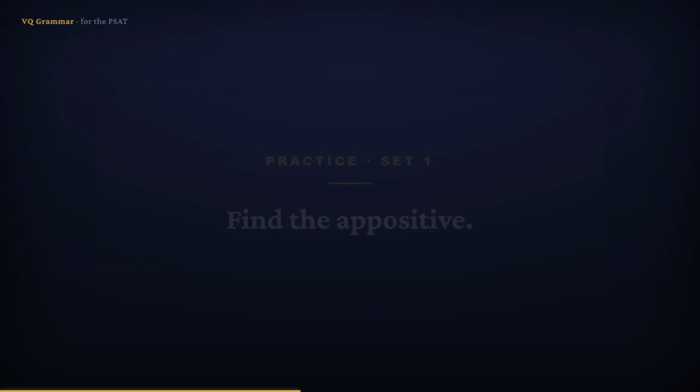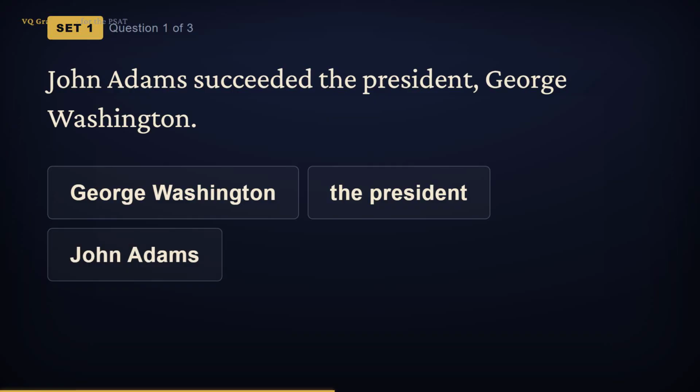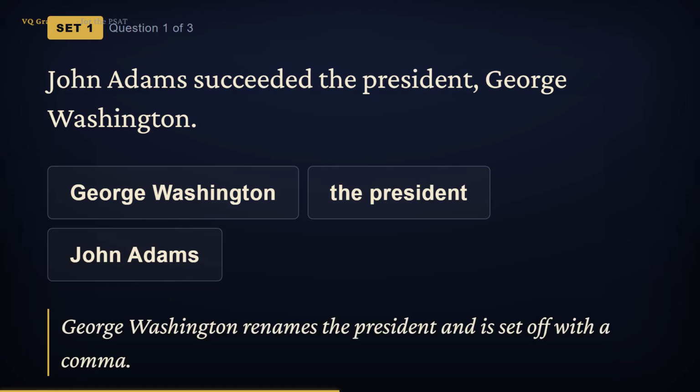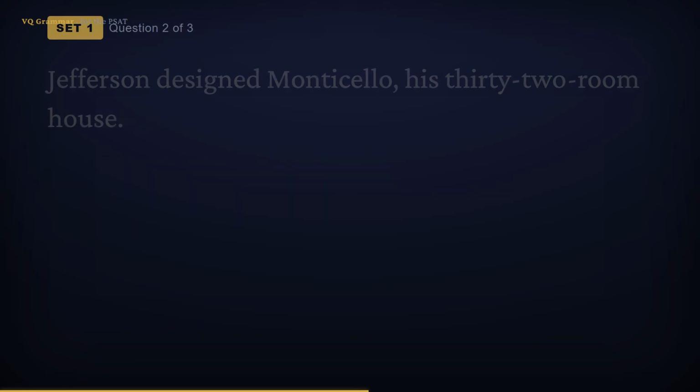Let's try a few. In this first set, find the appositive, the word group that renames the noun beside it. Each one is set off with commas, so look for the part you could lift right out. Pause and try each one before I answer. John Adams succeeded the President, George Washington. Which part renames another noun? George Washington tells us which President Adams succeeded. It renames the president, and it sits after a comma. So the answer is George Washington.